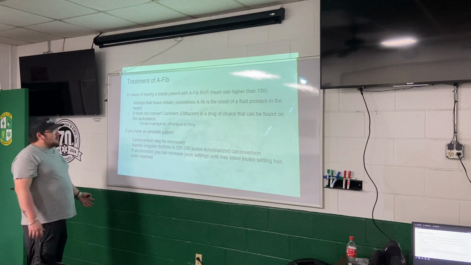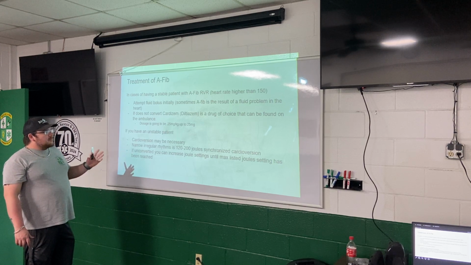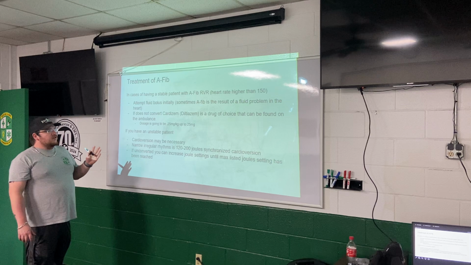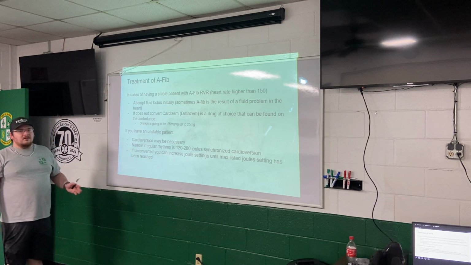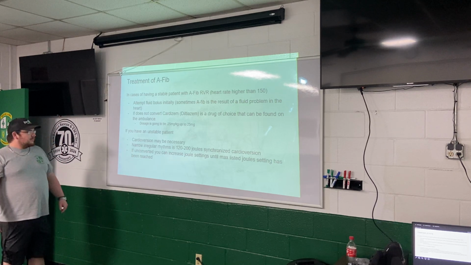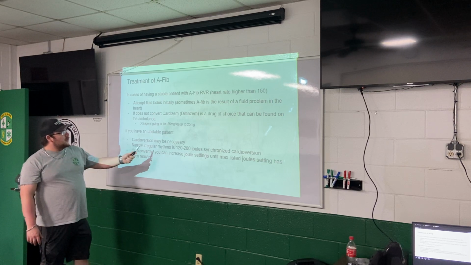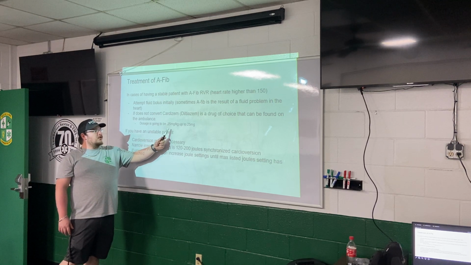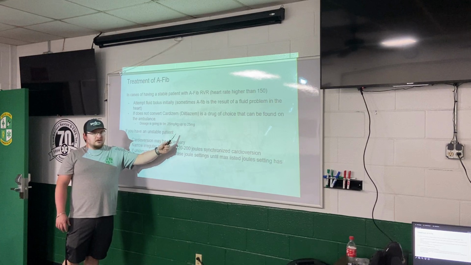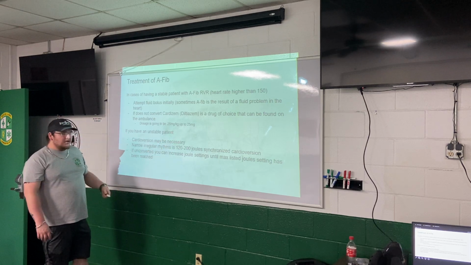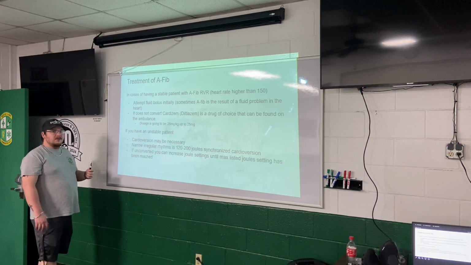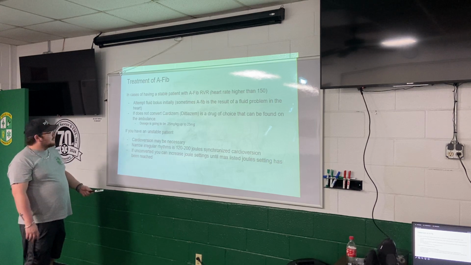If it doesn't convert with the fluid bolus, Cardizem or diltiazem, which is a drug of choice that can be found on the ambulance and most services, can be used. Your dosage for that is going to be a loading dose of 0.25 milligrams per kilogram up to 25 milligrams. Normally, the value you find on the truck is going to be a max of 25 milligrams.